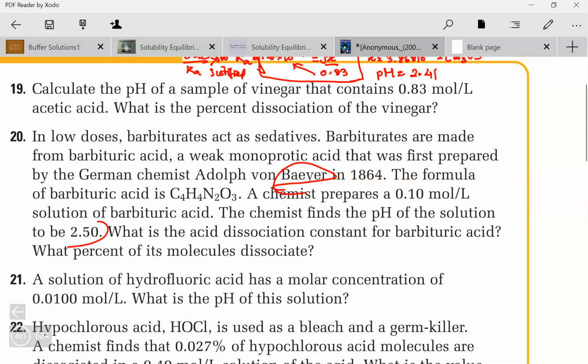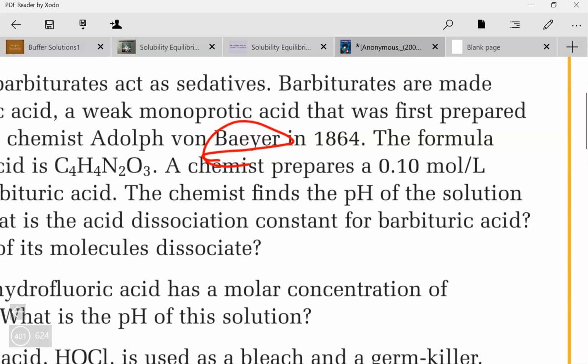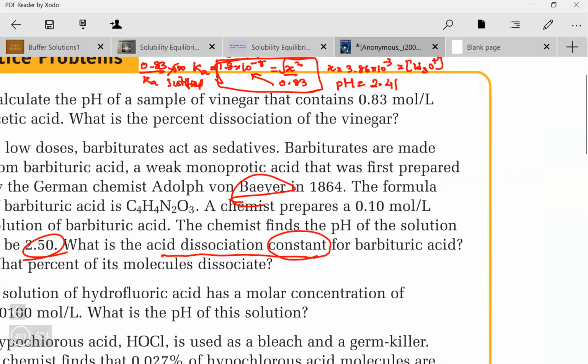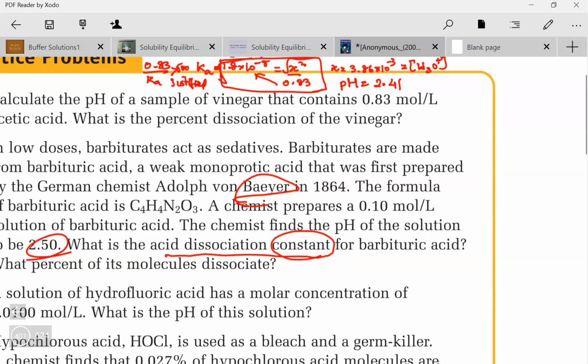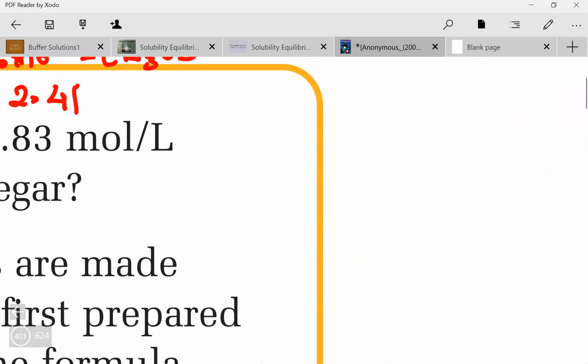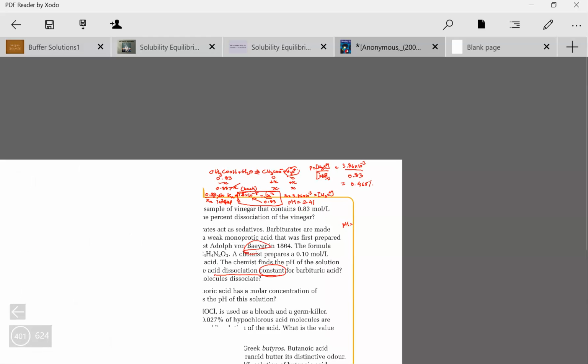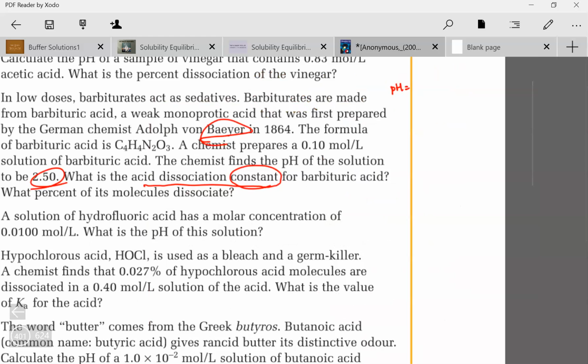Okay, pH is 2.5. There we go. That's the key thing here. So I have to find the acid dissociation constant, which means I have to find my Ka, and also calculate the percent dissociation. That's okay, we could do that. From here, first thing I'm going to say is pH equals 2.5.